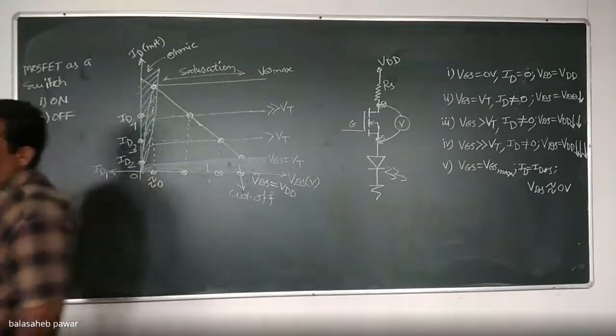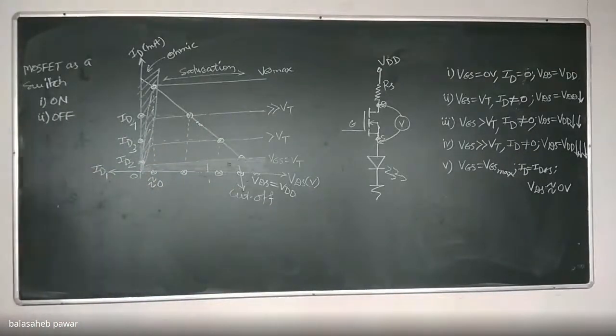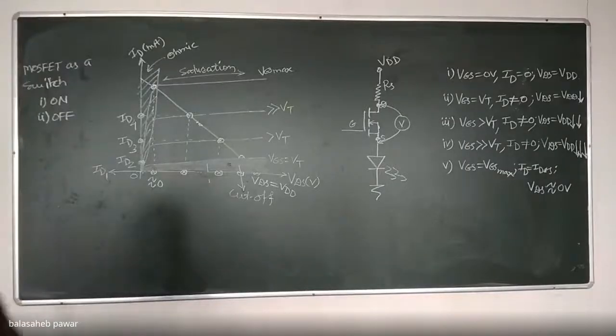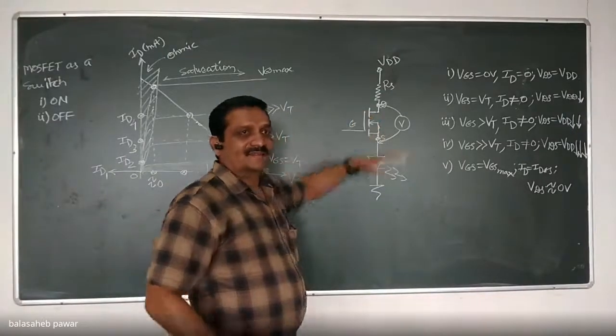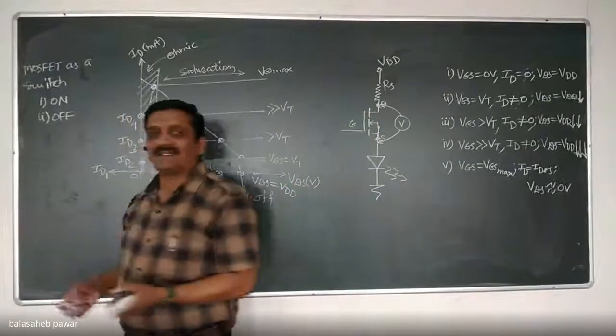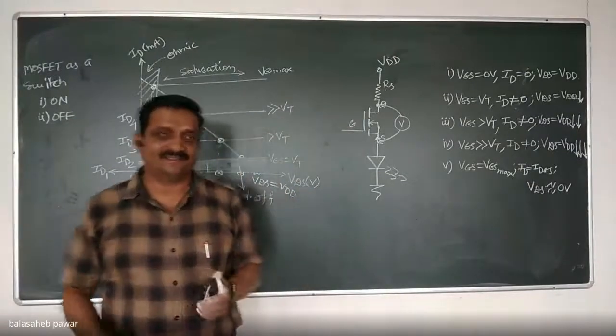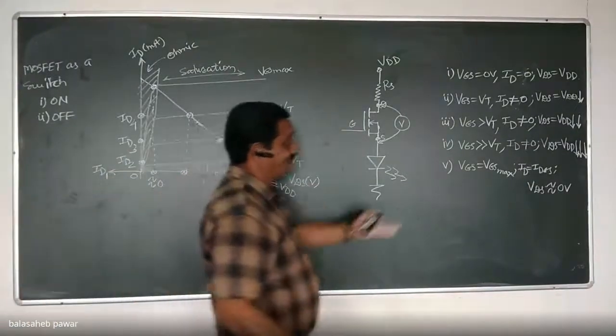Think on it. I have to turn on the switch. No one? Okay. I have to turn on this switch. What should I do? Very simple. I have to apply a sufficient gate voltage. Right now, we can say VGS equals VGS max.